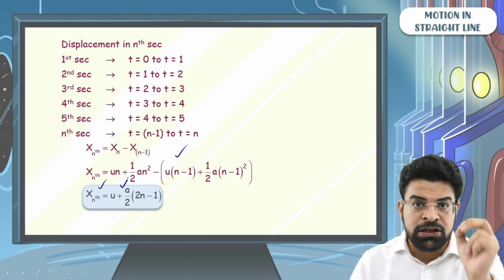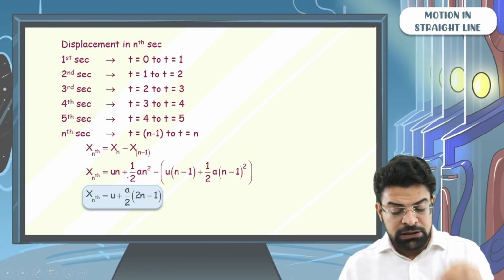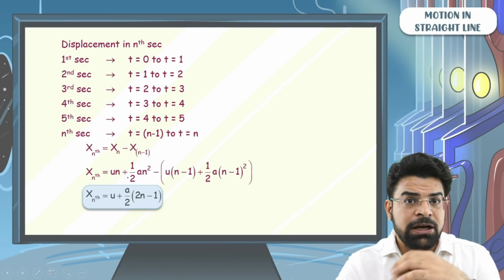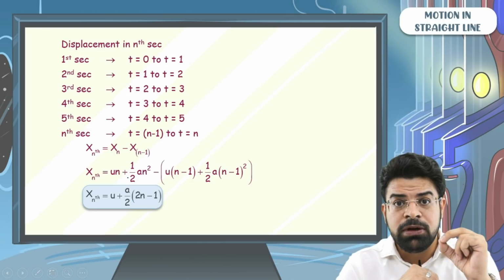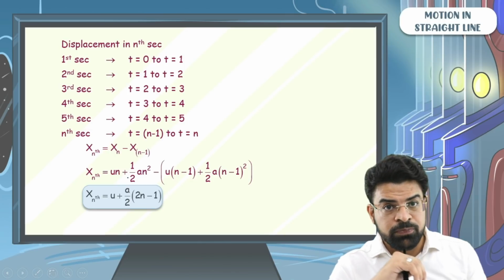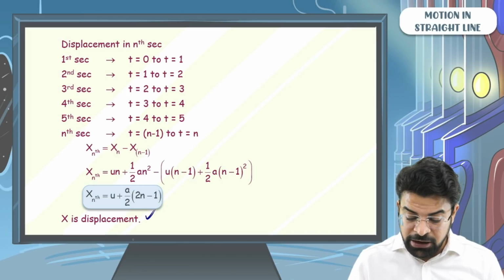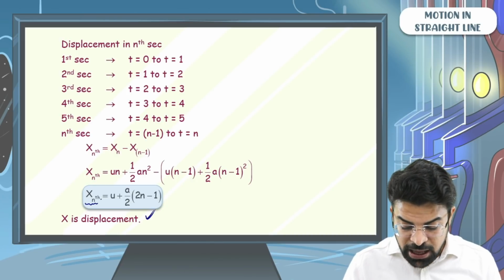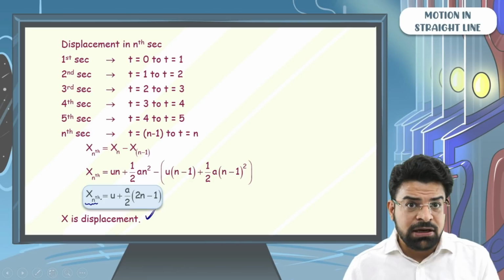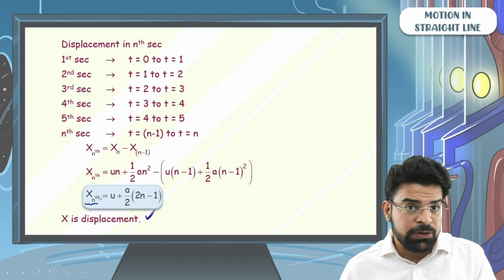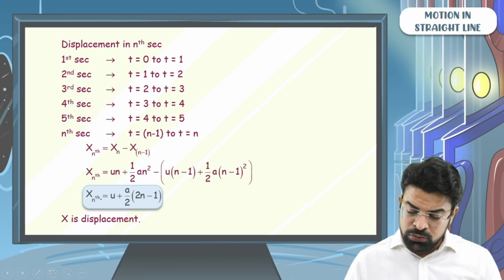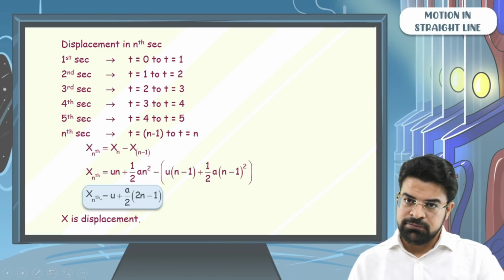into (2n minus 1). So you need to remember this formula, that the displacement in nth second is given by u plus a by 2 into (2n minus 1). Do remember that displacement is a vector quantity. So here the x is not at all distance traveled, x is the displacement. So let's do a question based on this.